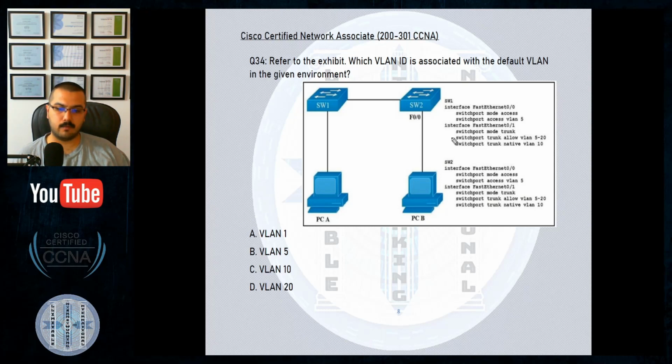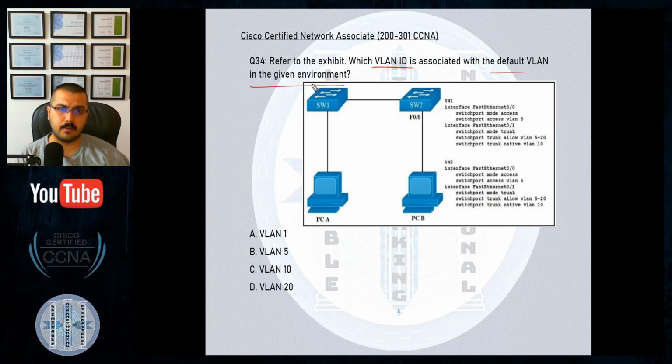Question 34. Which VLAN ID is associated with the default VLAN in the given environment? In Cisco switches, you have 2 types of special VLANs: default VLAN and native VLAN. Default VLAN by default in Cisco switches equals VLAN number 1. Native VLAN equals VLAN number 1. And both of them travel in the domain untagged.